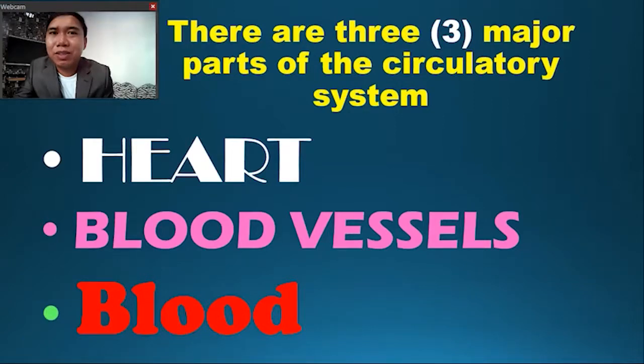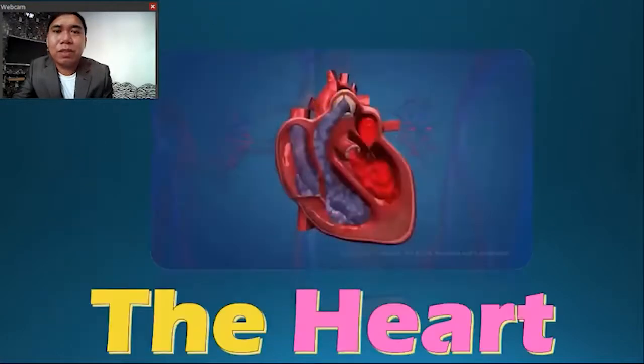Again, what are the three major parts? We have the heart, the blood vessels, and the blood. These are the three major parts of the circulatory system. Now, I will explain each part of this circulatory system. Let's go first with the heart.